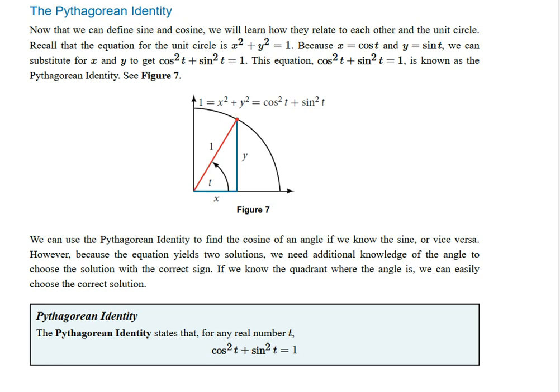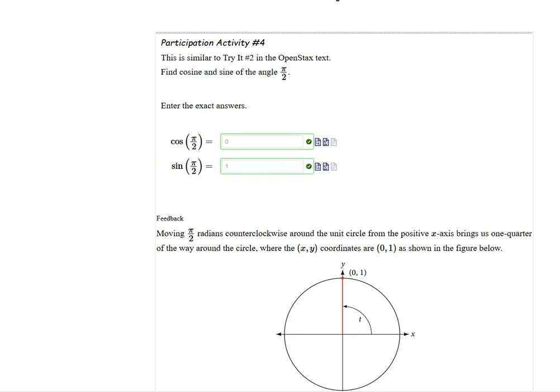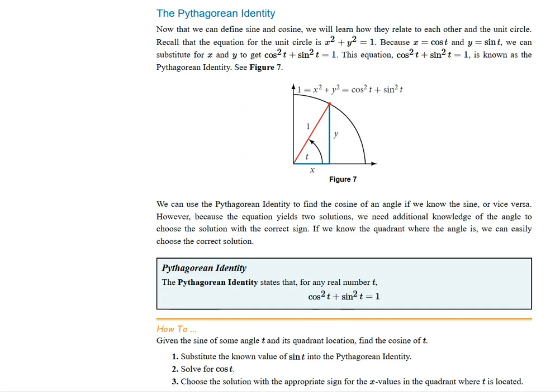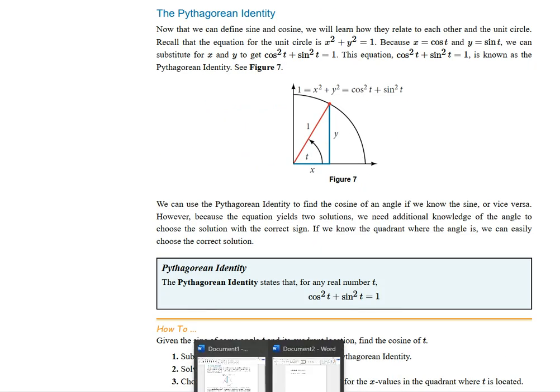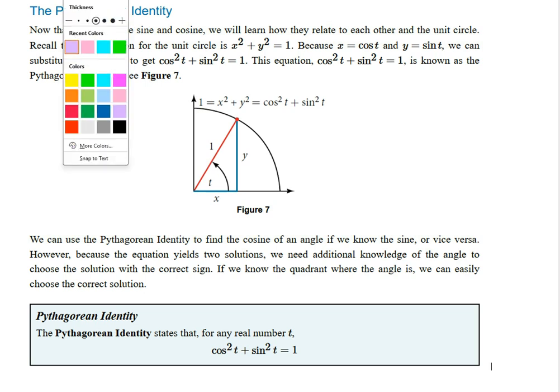Okay, I took a screenshot of the next part of Mobius. Where were we? We had just finished participation activity number 4, and then it starts talking about the Pythagorean identity, but I took a screenshot of it so I could draw on it. They've already defined the sine and the cosine, and they're going to show how this relates to the Pythagorean theorem. And when you're looking at their little drawing here, I'm going to use bright green.